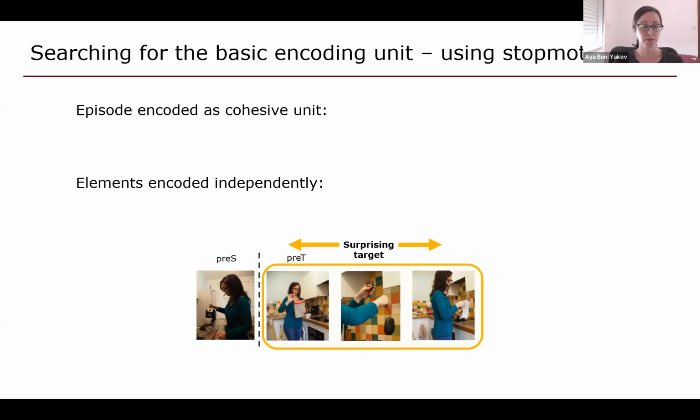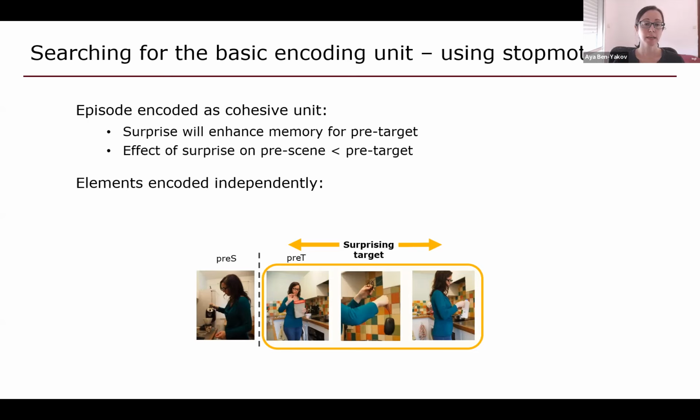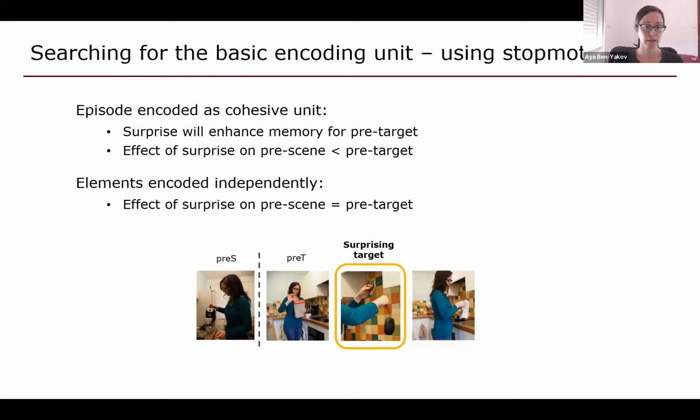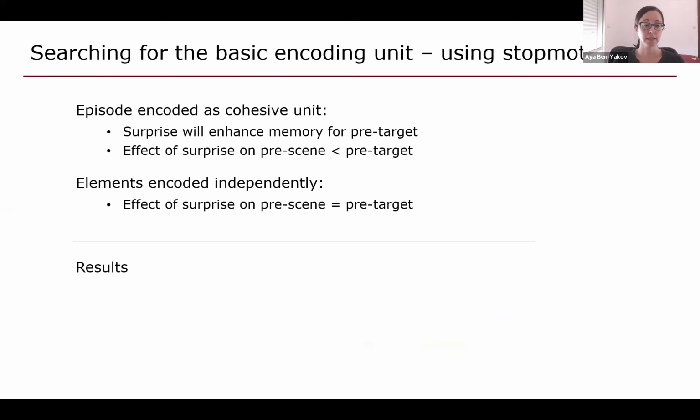More concretely, in terms of predictions, this predicts that surprise will enhance memory for pre-target actions, and that if there is an effect of surprise on pre-scene actions, it shouldn't be as strong as the effect on pre-target actions, which are part of the same event. In contrast, if elements are encoded independently, that means the effect of the surprising target should be much more limited to the surprise itself, and specifically that the effect of surprise on pre-scene actions should be the same as pre-target ones. So let's look at the results.